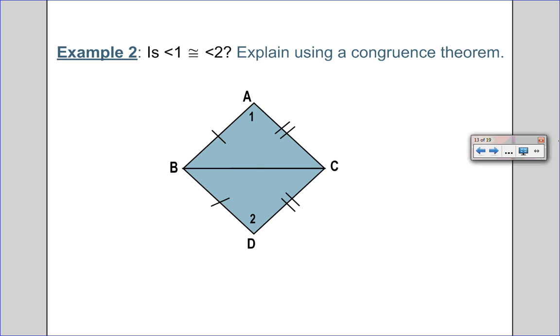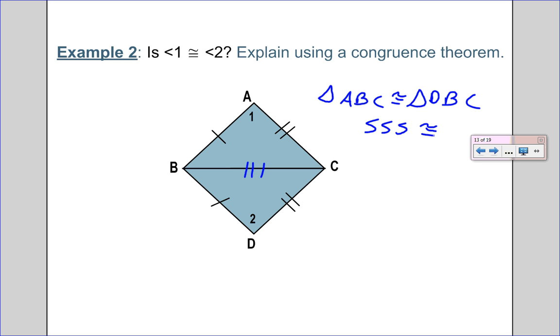Same thing here. If we look at angle 1 and angle 2, we want to see if those are congruent. Well, first off, we know that BC is reflexive, so it's congruent. So we know that triangle ABC will be congruent to triangle, let's see, 1, 3, so DBC by side, side, side congruence. Therefore, angle 1 will be congruent to angle 2 by corresponding parts of congruent triangles are congruent. So that's how we use that new theorem to prove different parts.